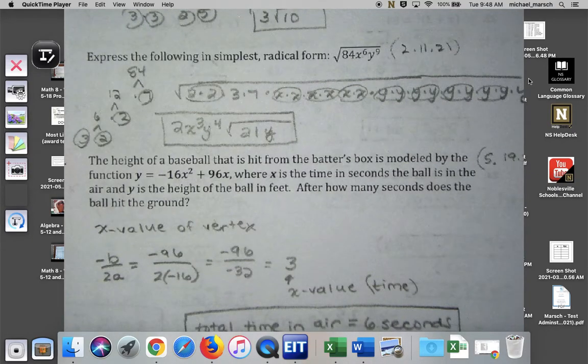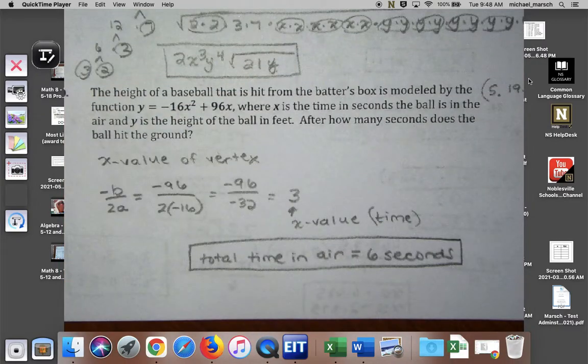Kind of like that firework one we did where we were like, it'd be 2 seconds up, 2 seconds down. Or no, yeah, it was 4 total seconds, or the football one, or what have yous.